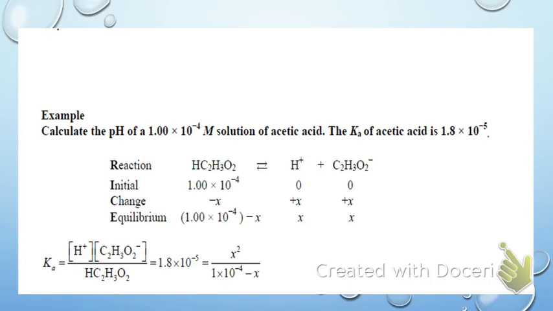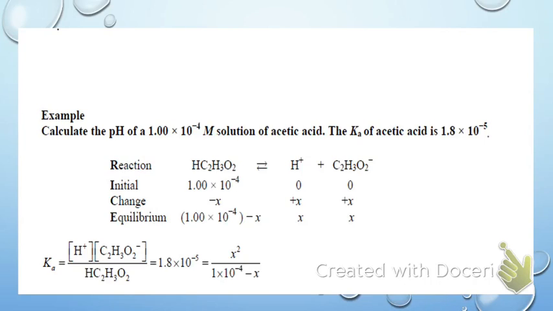Okay, so same process. We've already done RICE tables. Initially, we have a concentration of acetic acid, and then 0 of the 2 ions, and then we do minus x, plus x, and plus x. So then we plug it in, and we know how to do this. Okay, here's where this is where that neglecting x comes in handy.